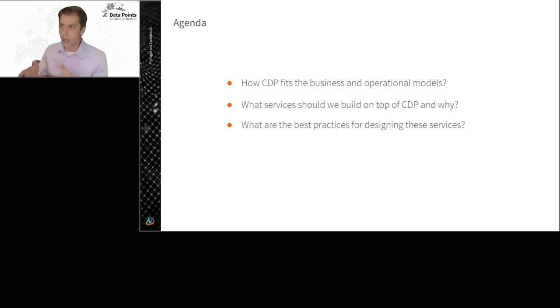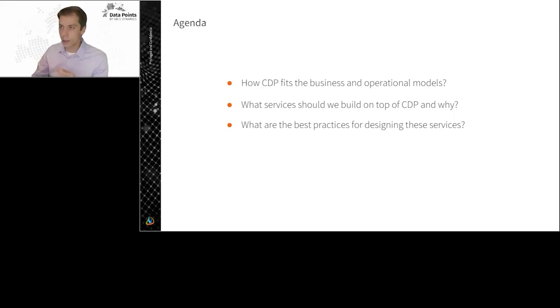So basically, we are going to focus on three topics in this presentation. The first one is how customer data platform fits the business and operational models of financial companies, insurance companies, payment providers. Second is what services should be built on top of customer data platform and why do we build them? And finally, what are the best practices for designing these services?